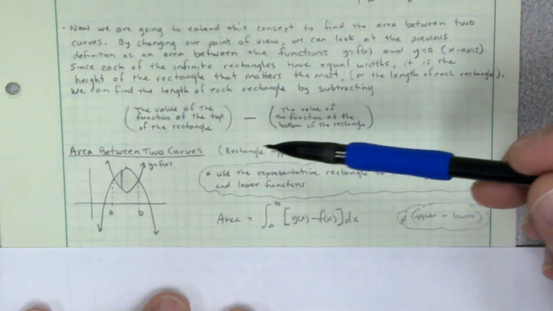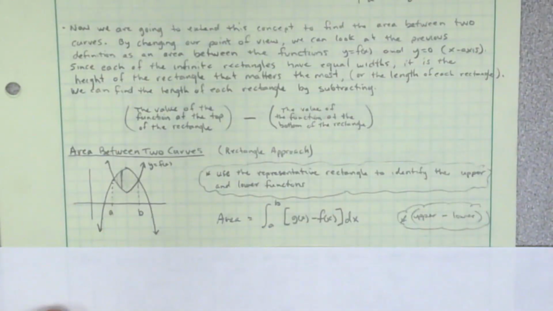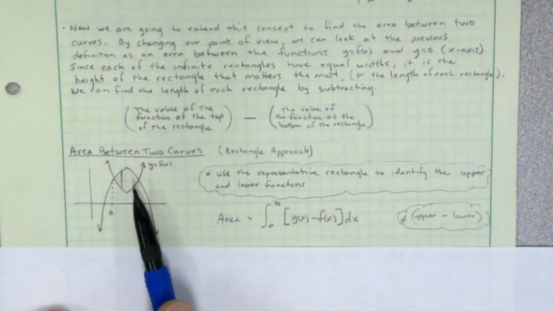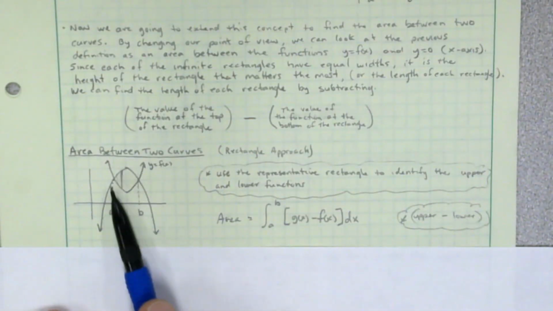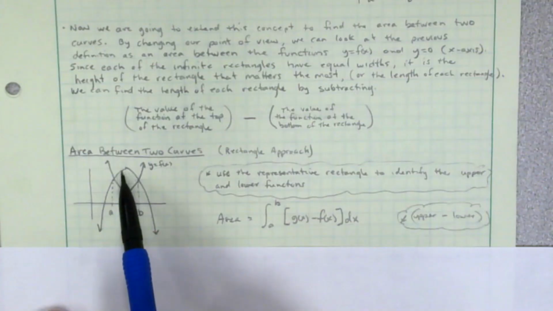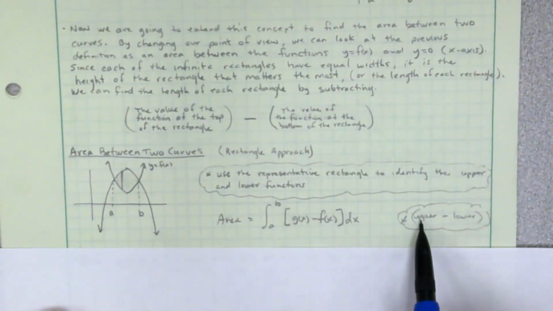So the area between two curves, this is a rectangular approach, which is the approach I'm going to use the most, or exclusively really. Here's my region. I'm going to draw a little representative line segment in here that's going to represent my rectangle. This helps me find the upper and lower part. What is it touching? What's the upper curve? What's the lower curve? And that's what we're going to be doing here. It's the upper minus the lower.